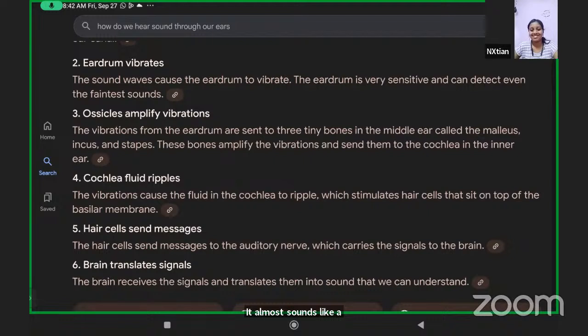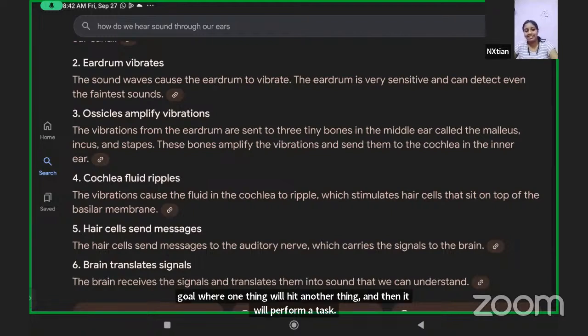Like a what? A Rube Goldberg, where one thing will hit another thing and then it will perform a task. Yes, it is kind of like that.